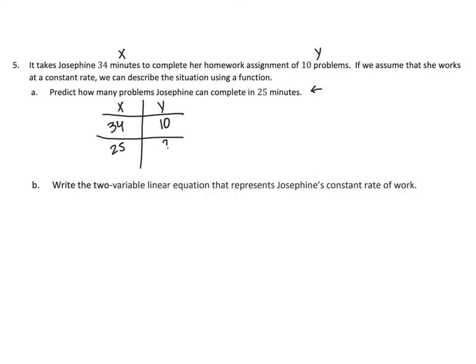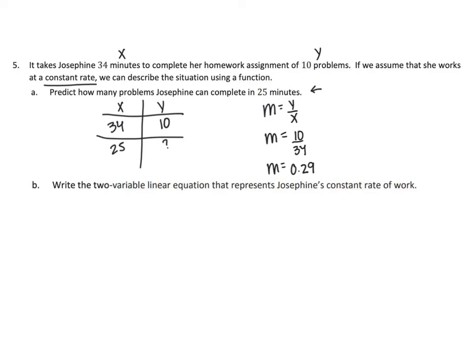All right, so I created this little table with my X and my Y. In 34 minutes, she does 10 problems. In 25 minutes, how many problems does she do? Well, I need to find the constant rate here. It said that she works at a constant rate, so I can find that by doing Y divided by X. In this case, my Y was 10, my X was 34. 10 divided by 34 brings us to a decimal. In my calculator, I get 0.29, and I'll just round it there.